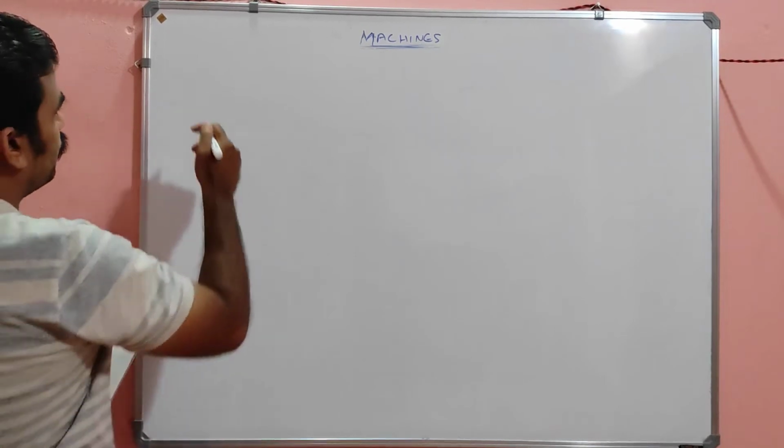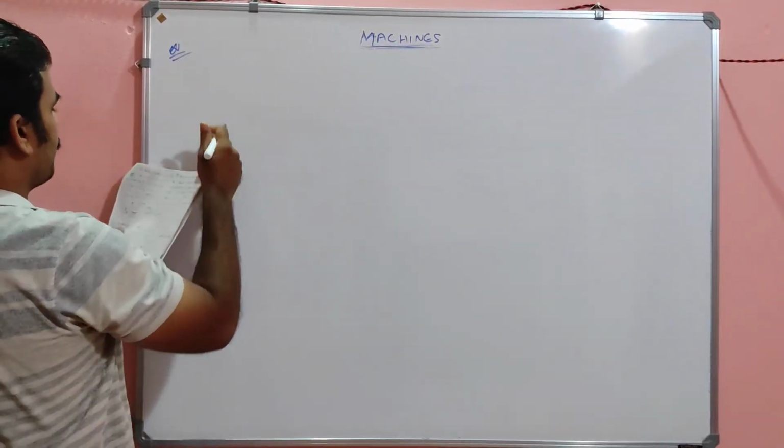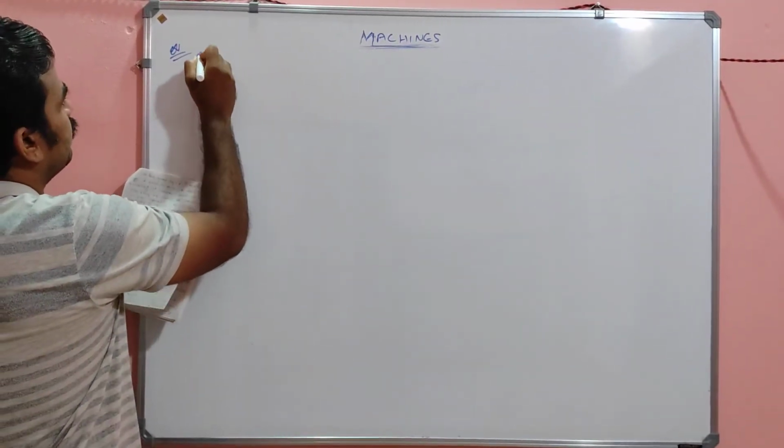Write a question, my dear. Write a question. A 4-pole DC generator is running.